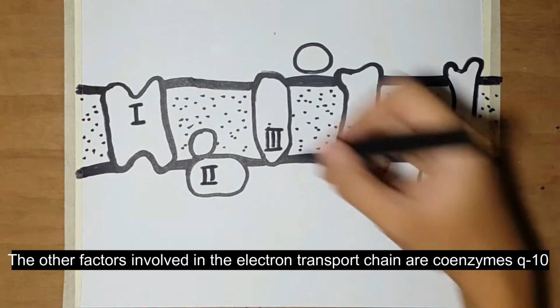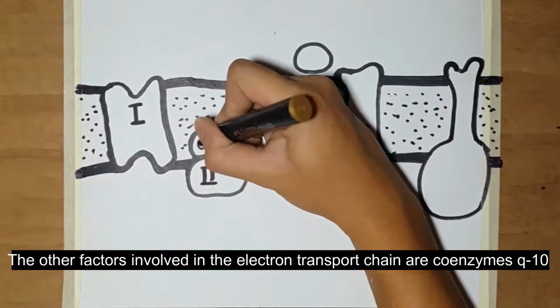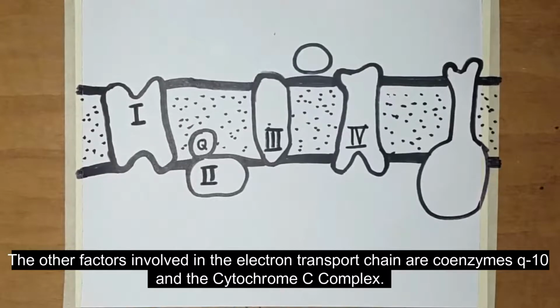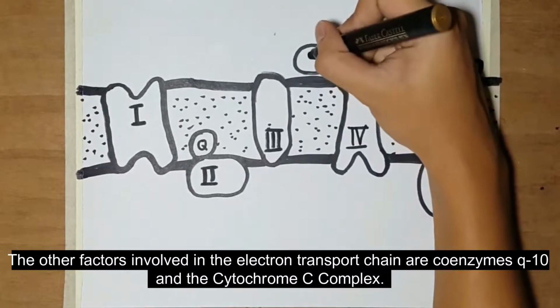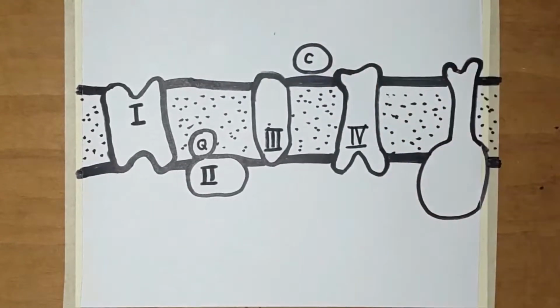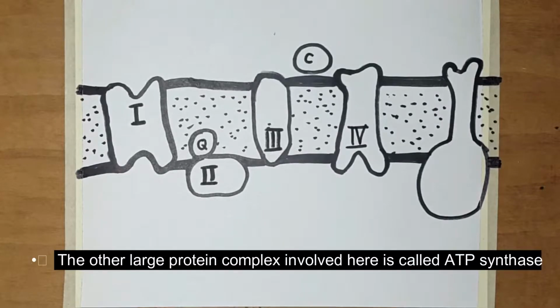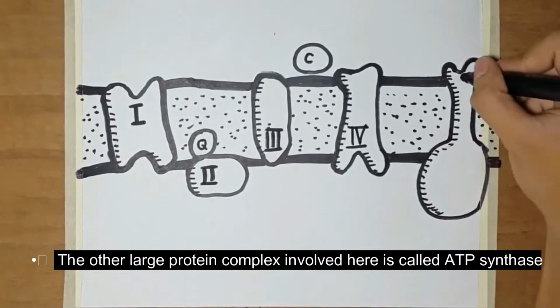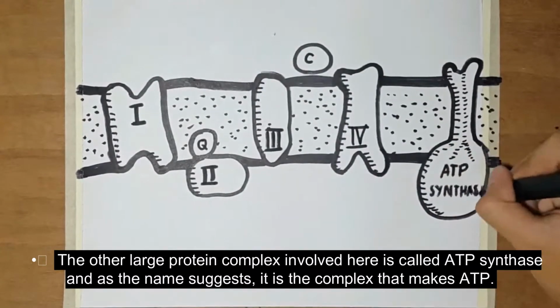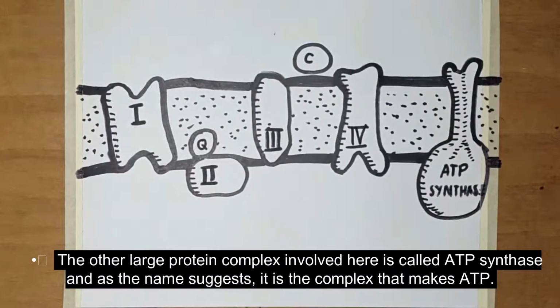The other factors involved in the electron transport chain are the coenzyme Q10 and the cytochrome C complex. The other large protein complex involved here is called ATP synthetase, and as the name suggests, it is the complex that makes ATP.